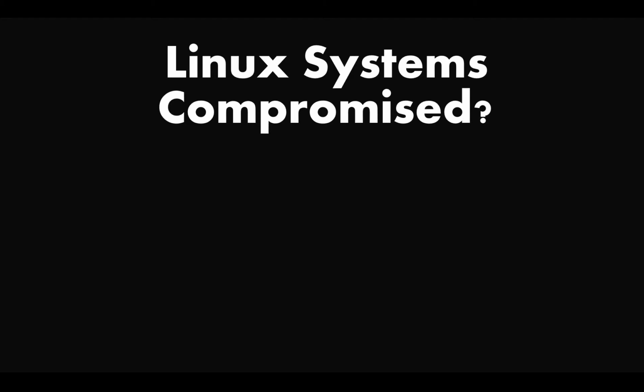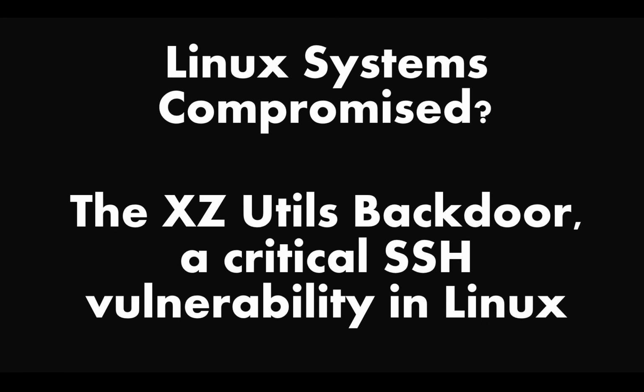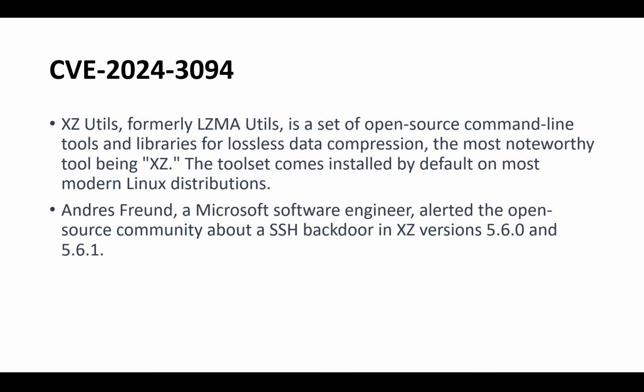If you have not heard about this, what we are going to talk about in this video is called the XZ Utils backdoor, which is a critical SSH vulnerability in Linux. This was found about 2 weeks ago, on March 29th. Before we get into what this vulnerability is about, let's talk about what XZ Utils is. In this video, we are going to talk about CVE-2024-3094, which is a backdoor access to the Linux system using XZ Utils.